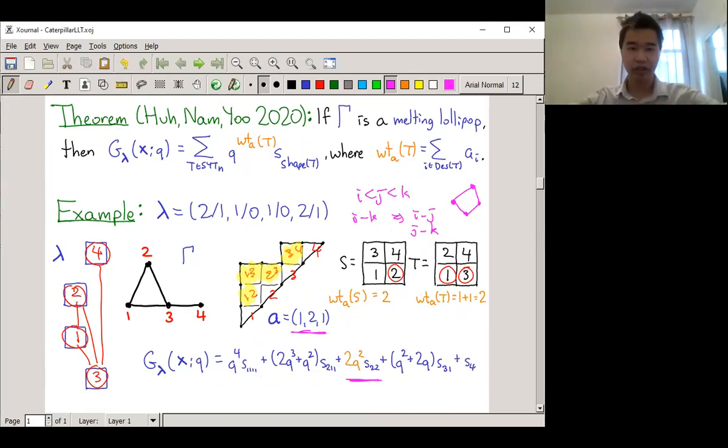Okay, so I just wanted to describe what Nam and Yu did, because this is the sort of thing that I would like to do if I'm given a tuple of rows lambda, and maybe I'll write some conditions on what I want it to look like. Then I'd like to define some sort of quantity associated to tableaux that will give me a combinatorial Schur expansion.